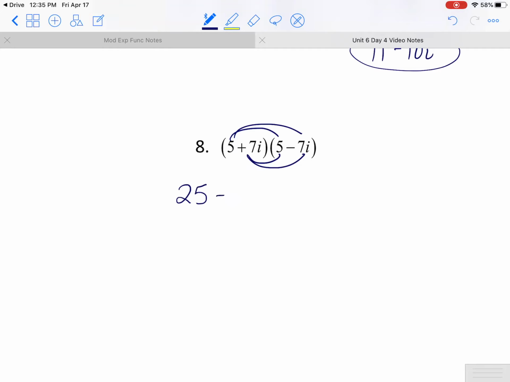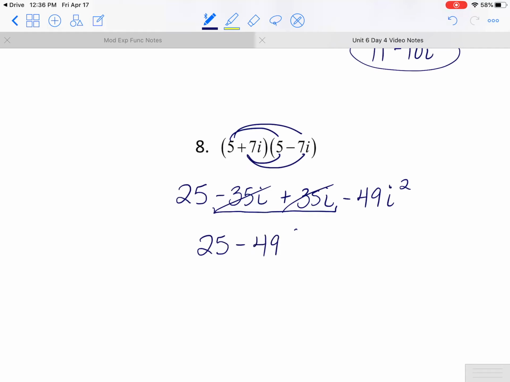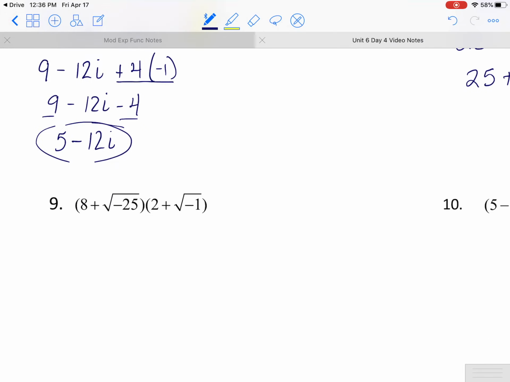So that gives me 25 minus 35i plus 35i minus 49i squared. Now when I combine these, they actually cancel out. So I'm left with 25 minus 49 times -1. So i squared becomes -1. So really my final answer is 25 plus 49, which happens to be 74.